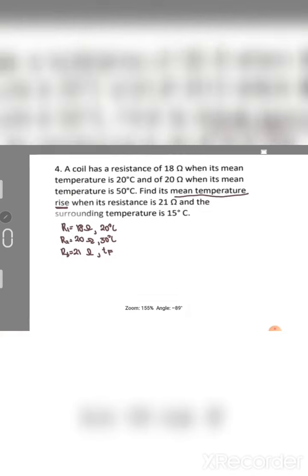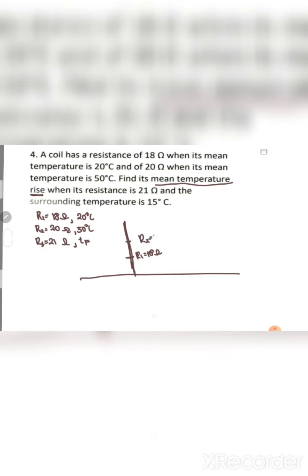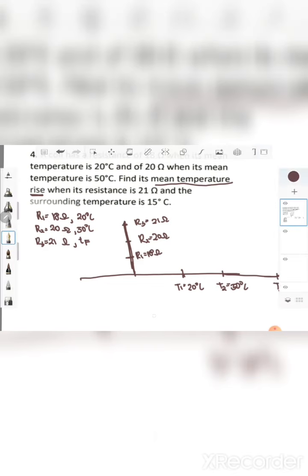Okay. So, since there are 3 resistances involved, now let's make a graph in order to represent each of them. So we have R1, which is equal to 18 ohms. We have our R2, which is equal to 20 ohms. And our R3, which is equal to 21 ohms. And then we have T1, which is equal to 20 degrees Celsius. T2, which is equal to 50 degrees Celsius. And our T3, or your TF.